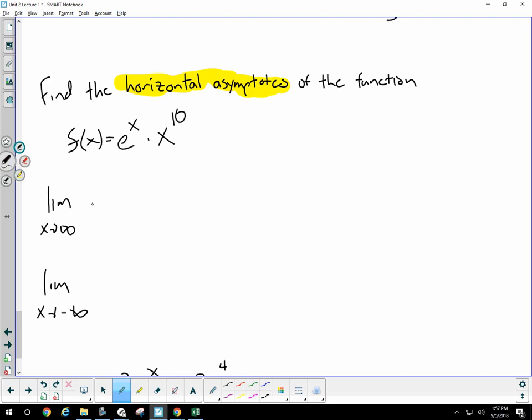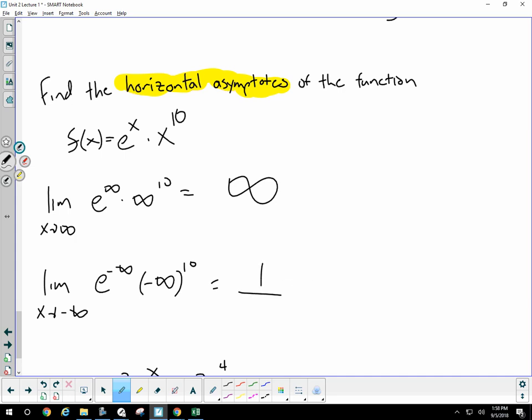Now, if I plugged in infinity, it would be e to the infinity times infinity to the 10th. That, you should know, is just a very large number. But plugging in negative infinity, we get e to the negative infinity times negative infinity to the 10th. We know that can be simplified as 1 over e to the positive infinity times negative infinity to the 10th. Now, it's infinity over infinity. What to do? Do we say does not exist? No, we analyze more.